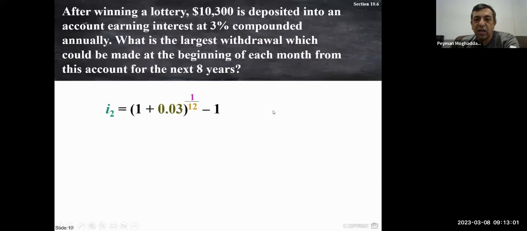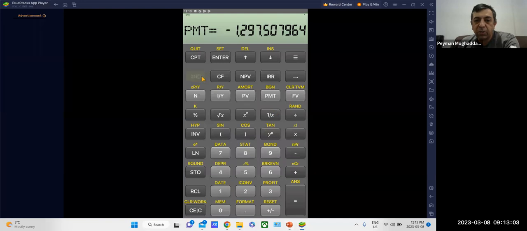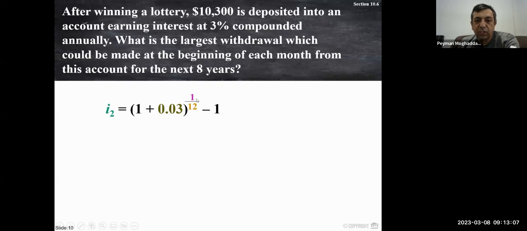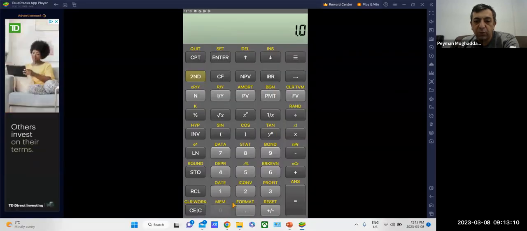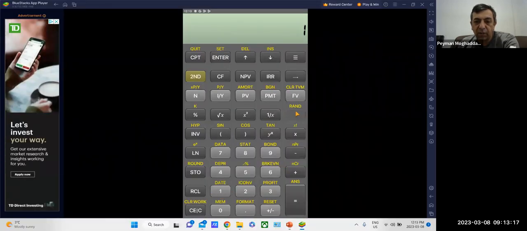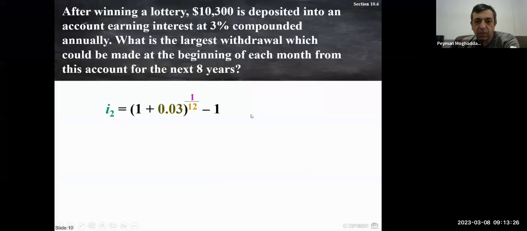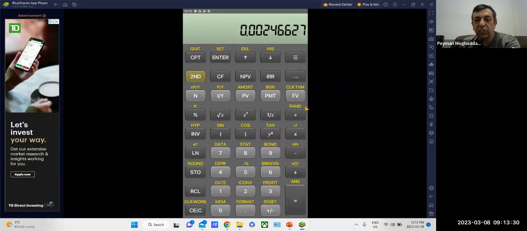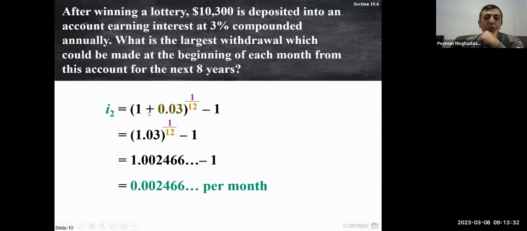So let's do it on the calculator. Clear everything here. 1.03 to the power of, open parenthesis, 1 divided by 12, close parenthesis, equals. Then minus 1. So that's going to be 0.002466. So we know I2.